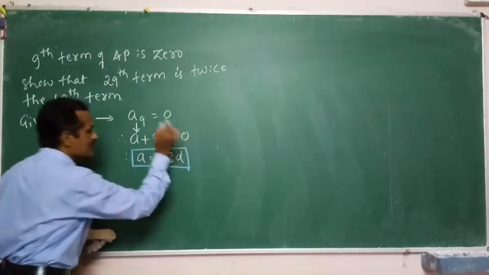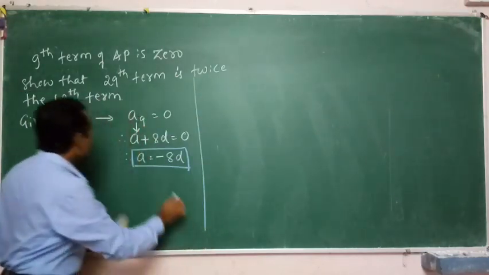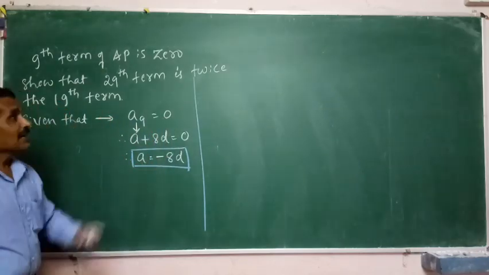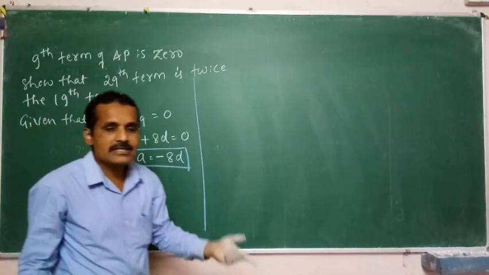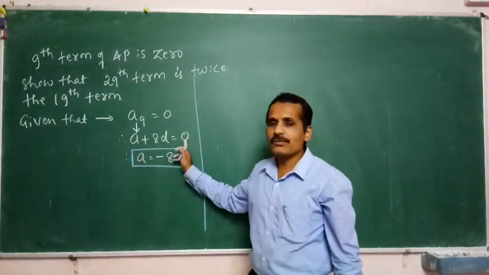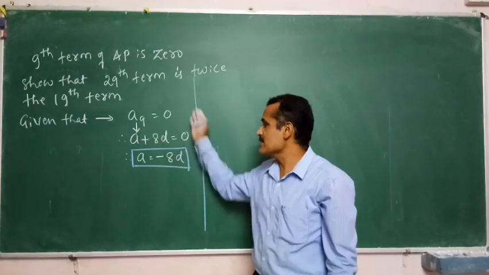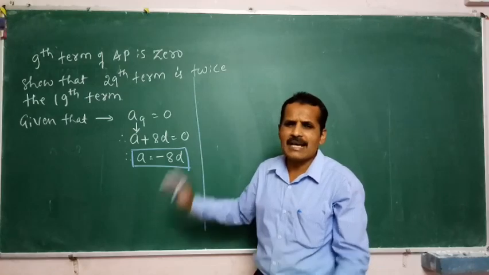Transfer this to RHS. A is equal to minus 8D. That means this much is given for you. When they say 9th term is 0, that means A9 is equal to 0. A9 is equal to A plus 8D is equal to 0. I have transferred 8D to RHS. I got an equation A is equal to minus 8D. That means I will keep it as it is.